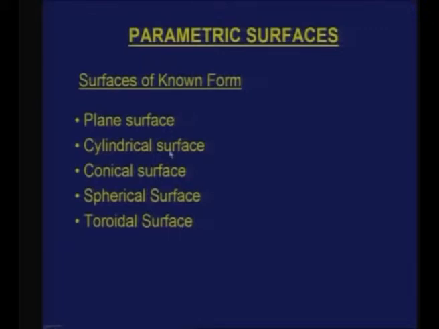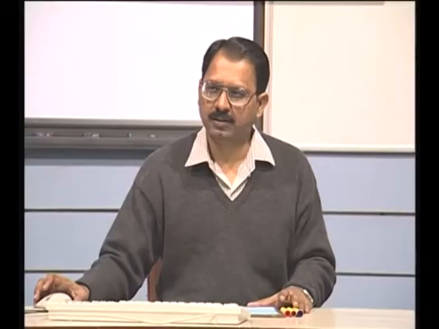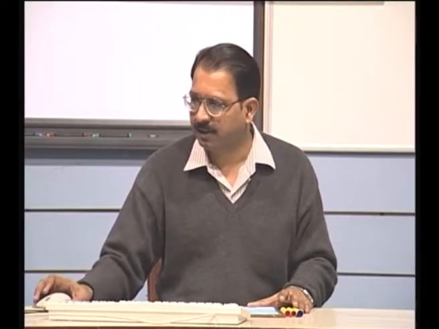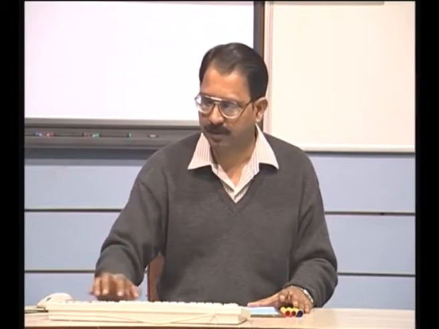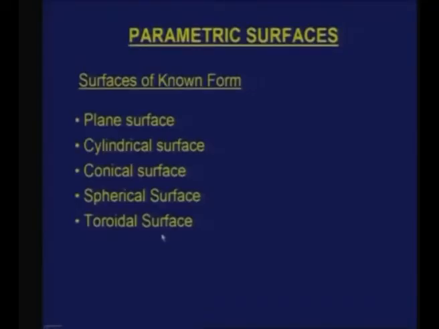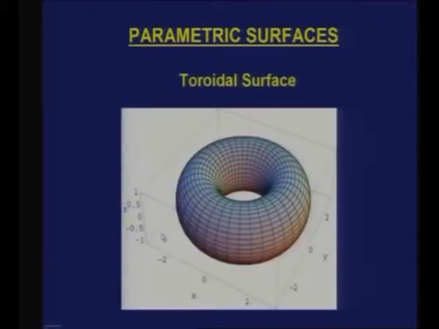So, these are some of the very standard known forms of surface, which are also studied in explicit and implicit form in courses like coordinate geometry, 3D geometry or solid geometry when they are taken up in schools and colleges. Now, I think you are familiar with all of them. I do not know whether you are familiar with a toroidal surface. Okay. A toroidal surface looks like this. So, this is a torus.